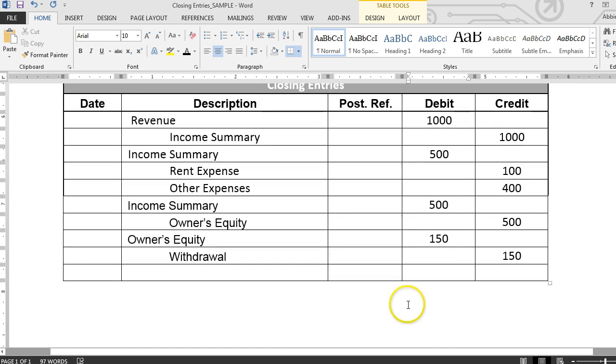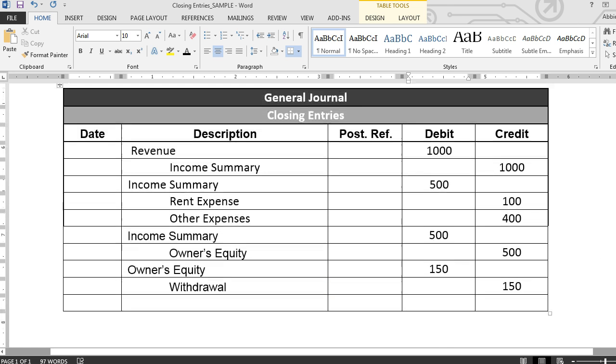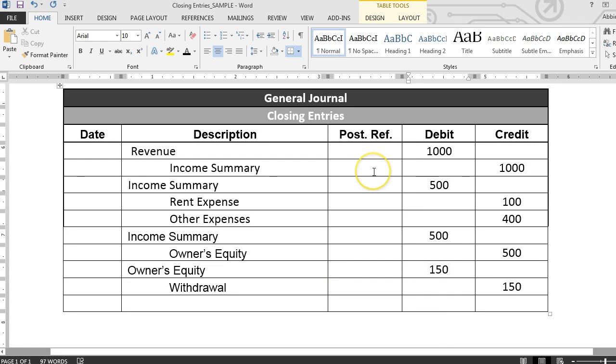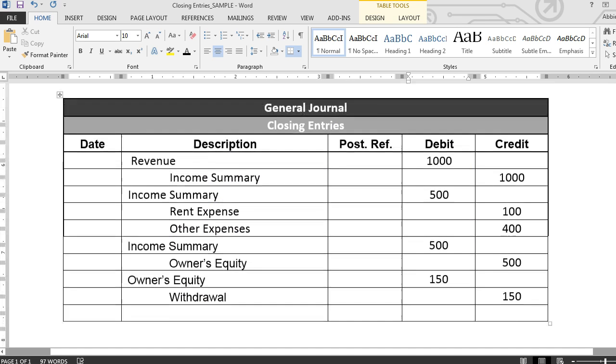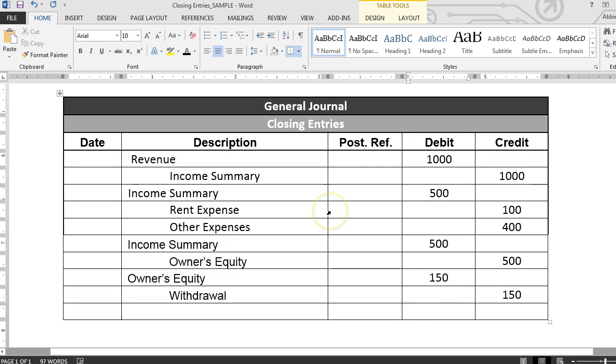All right, so that is it. The next step, of course, we're not going to demonstrate in this video, but we would then post those to the appropriate ledgers, right? We would copy these journal entries over to the appropriate ledgers, and the next step is to create a post-closing, so after closing, trial balance, which will be done in the next video.